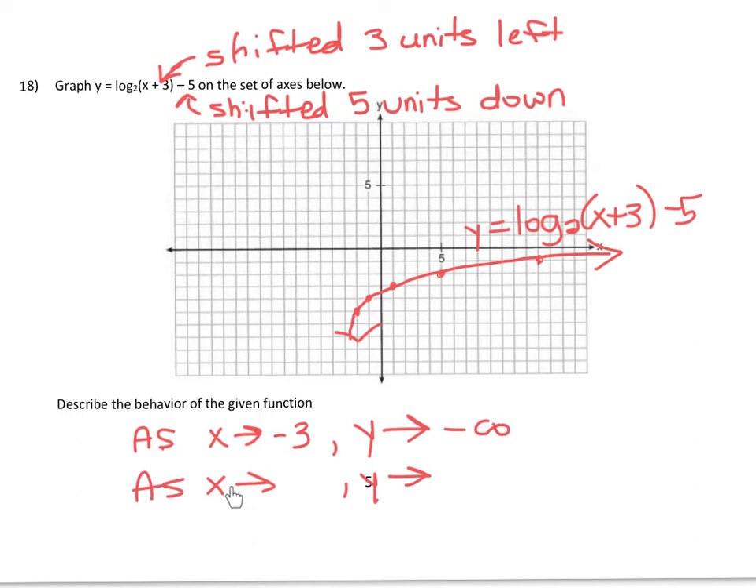Okay, and then as x approaches, well, as you go to the right, the x values are just going to keep getting bigger and bigger and bigger. And as they do, the y values are going to continue to get bigger and bigger and bigger too. So these are both going to be positive infinity.